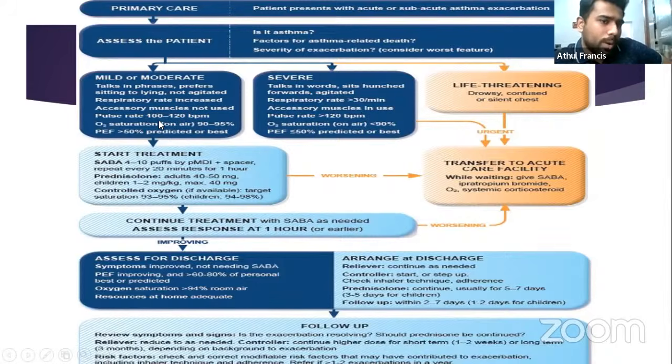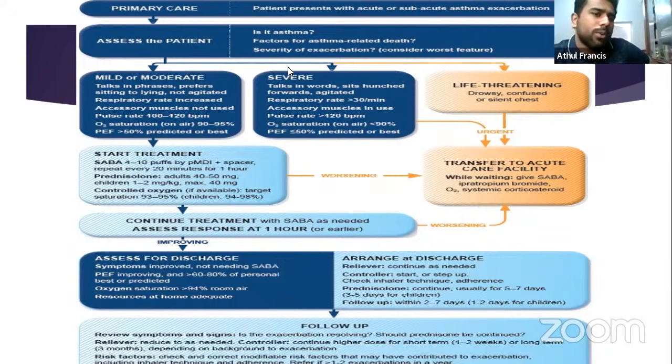Pulse rate is 100 to 120 beats per minute; in severe, pulse rate is more than 120. O2 saturation is about 90 to 94, more than 90; in severe, O2 saturation is less than 90. Peak expiratory flow, if available, is more than 50% of predicted; in severe, it's less than 50% of predicted. And in life-threatening, the patient is drowsy, confused, and silent. That is basically a really, really bad patient.